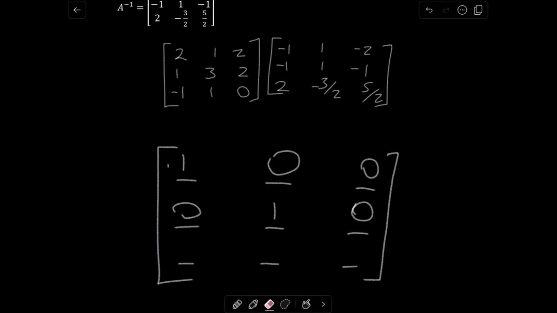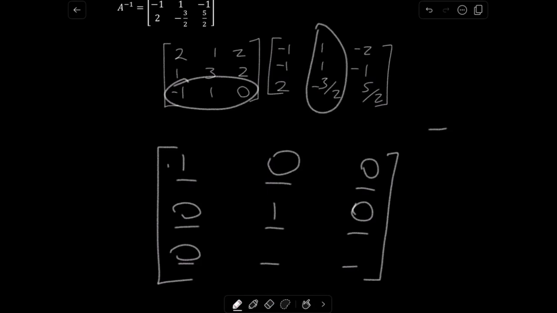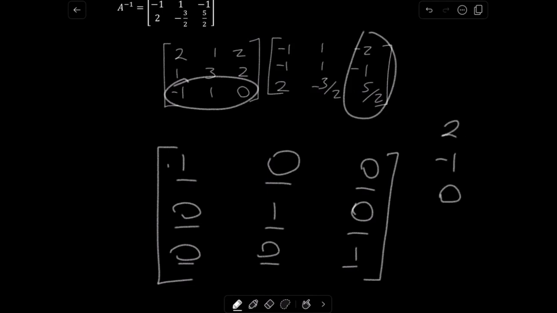All right, one more row. So row 3, column 1, we're going to get 1, minus 1, and 0. That's 0 when you add them up. Then we're going to get minus 1, 1, and 0. That's 0. Last one, let's hope it's 1. So it's going to be 2, minus 1, and 0, and ta-da.